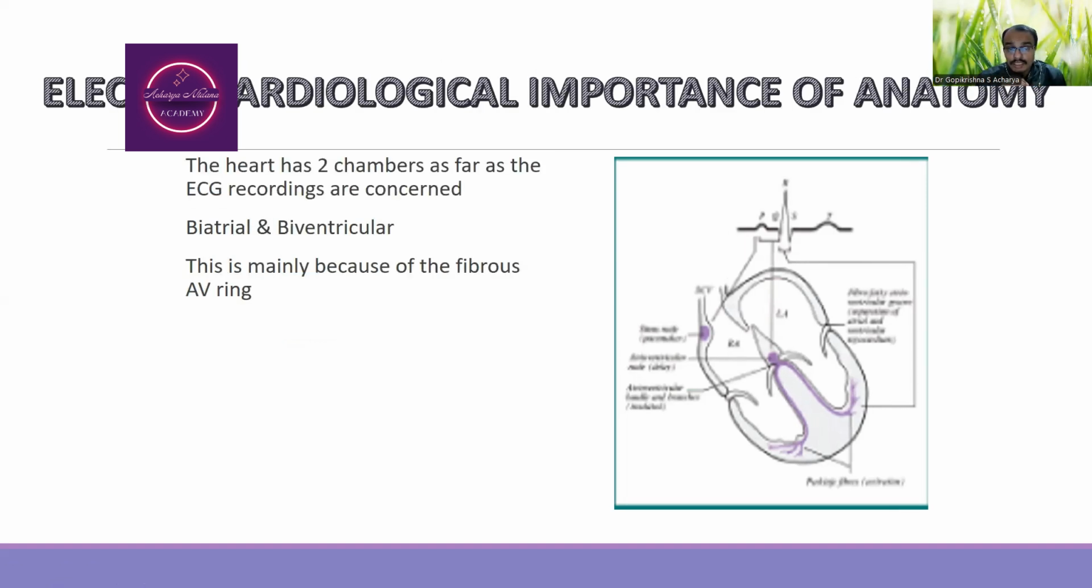When you think about the electrocardiographical importance of the anatomy, as we have discussed in the earlier slides, the heart, though it has 4 chambers, will be acting as two chambers only, that is biatrial and biventricular. This particular difference in the anatomical positioning is made by the fibrous atrioventricular ring. This is actually differentiating the biatrial chamber and biventricular chamber. That means both the atria will function together, whereas both the ventricles will function together.